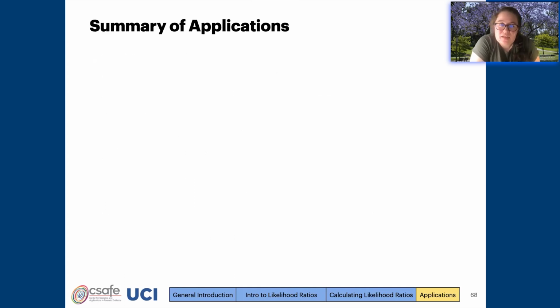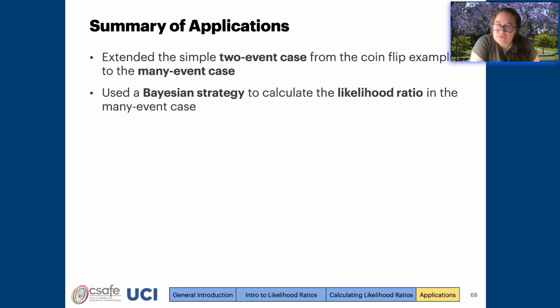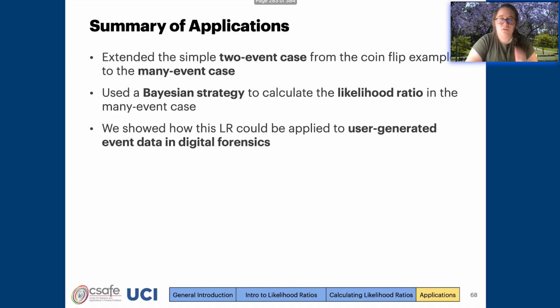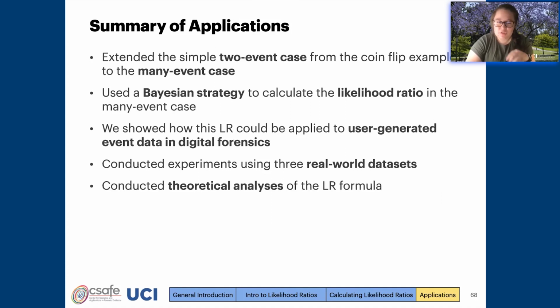So I'll summarize the applications that we've talked about in this section of the webinar. We extended that simple coin example, the 2-event case, to the many event case. We demonstrated using the Bayesian strategy to calculate the likelihood ratios in this many event case. We showed how this might be applied to user-generated event data in digital forensics. We showed the results of experiments using real-world data sets. Talked very briefly about some theoretical analyses that we can do with this formula because it's easy to compute given these inputs.